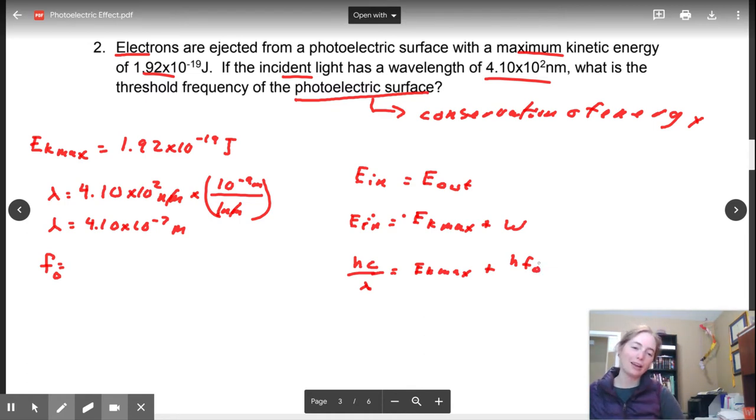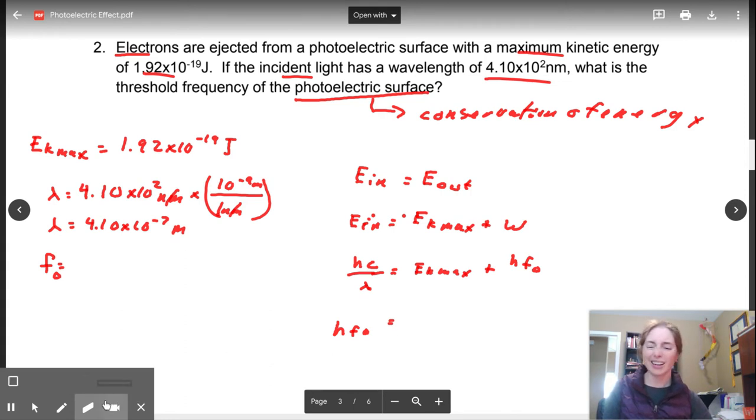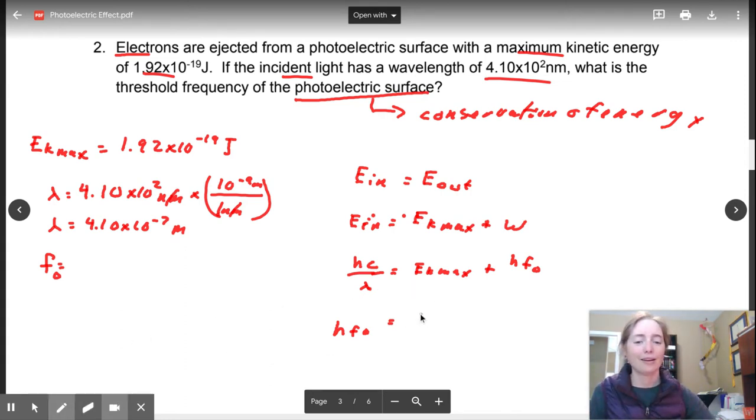So I'm going to need to rearrange this equation so that I can get h f0 on its own. We do reverse order of operations, so I'm going to subtract EK max from both sides, and my h f0 is going to equal my, it'll help if I write this out properly. It's Monday, and it actually is Monday tonight. All right, so my hc over lambda minus EK max. There we go. That's how it needs to be written.